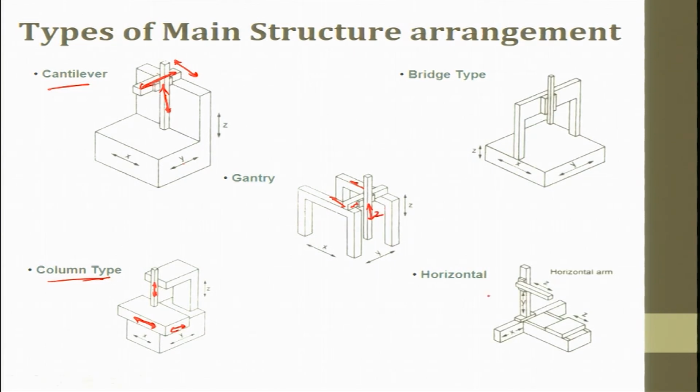Next is the bridge type, which is the machine that we have in our laboratory. In this, the whole bridge can move in X direction, the column can move in Y direction, and this arm can move in Z direction. Then the horizontal arm machine. Here this is for X movement, and this should be Z, in the top and down direction, and this should be Y, in this direction.